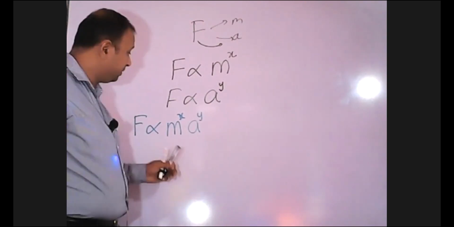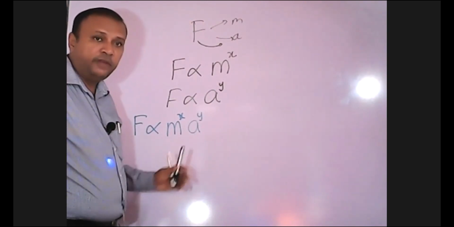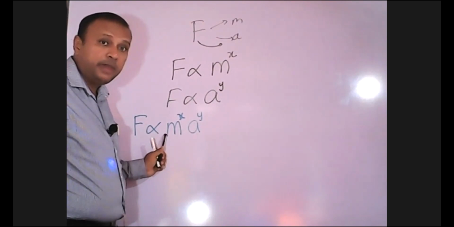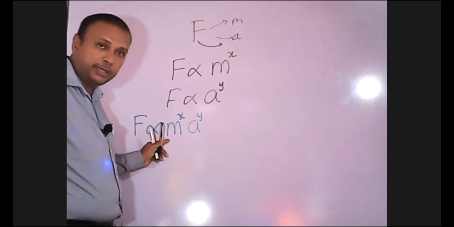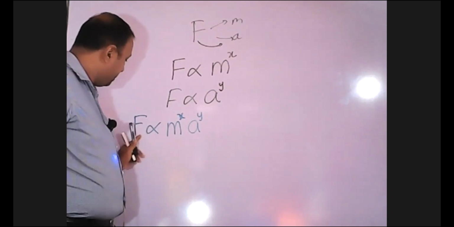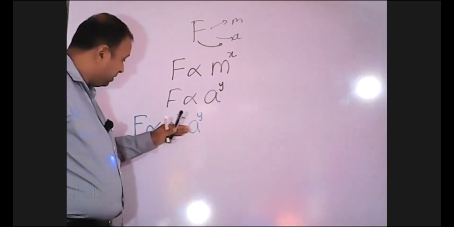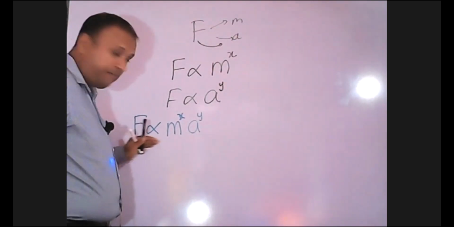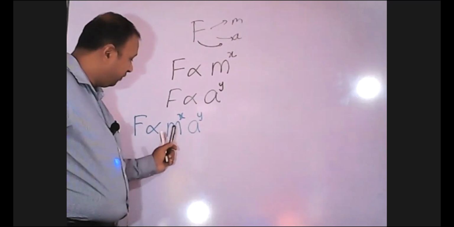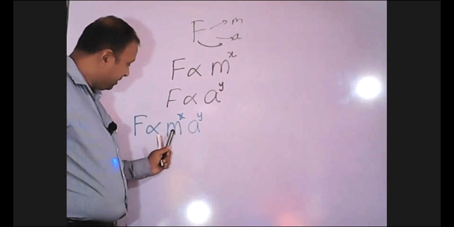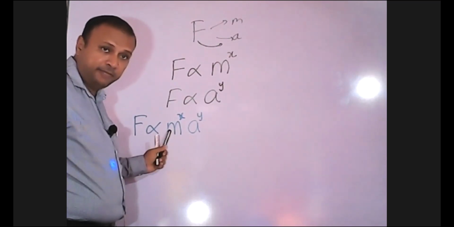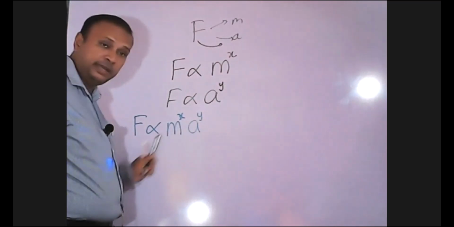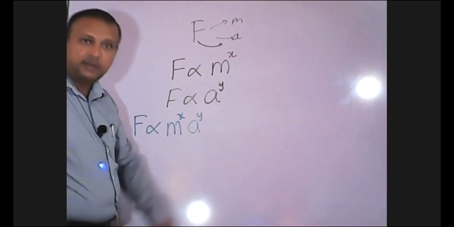I have explained that thing because if you want to find the variation of F with A, you have to keep M as a constant. So this is a constant. If this is a constant, the ratio of F over MA is a constant. If you want to find the change of F with M, you should keep A as a constant. If A is a constant, again F over MA is a constant.